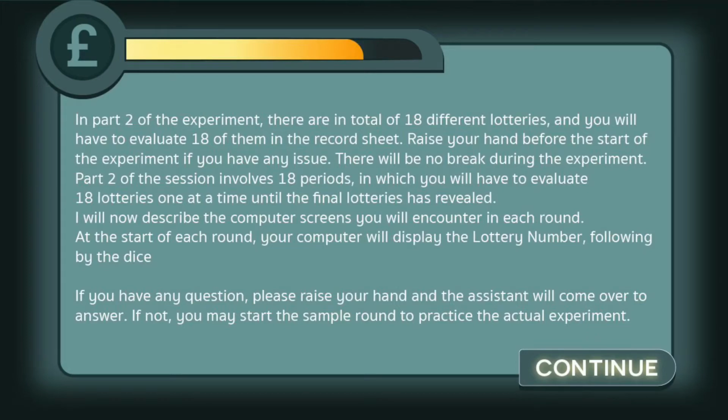Part 2 of the session involves 18 periods, in which you have to evaluate 18 lotteries one at a time until the final lottery has been reviewed. I will now describe the computer screens you will encounter in each round. At the start of each round, your computer will display the lottery number, followed by the dice. If you have any question, please raise your hand, and an assistant will come over to answer. If not, you may start a sample round to practice the actual experiment.